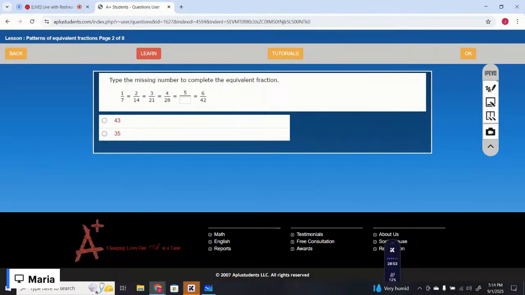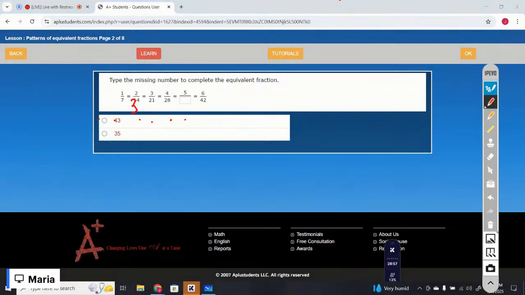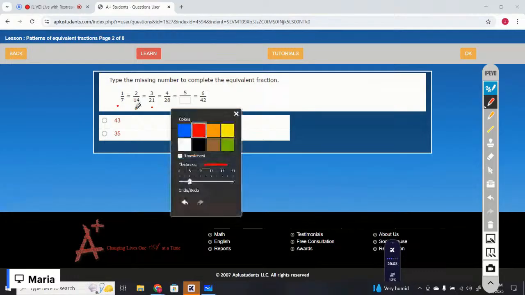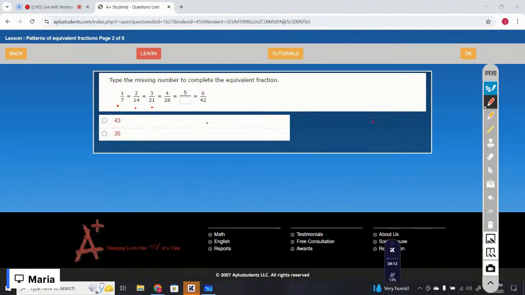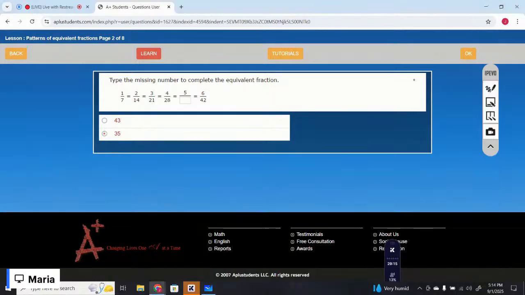Type the missing number to complete the equivalent fraction. 14, 21, 28. 7 times 2 is 14, 7 times 3 is 21, 7 times 4 is 28. That is 7 times 5 is 35. Option number 2 is the correct option. 35.